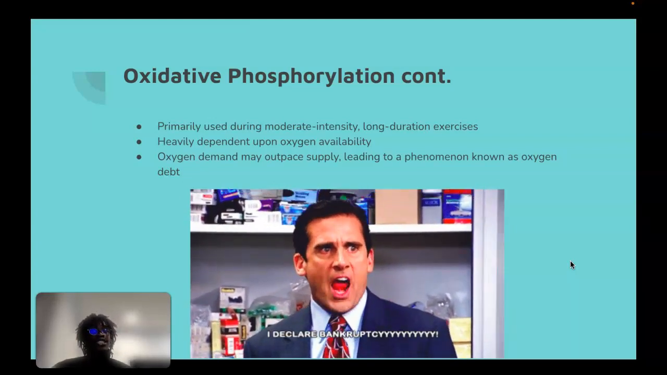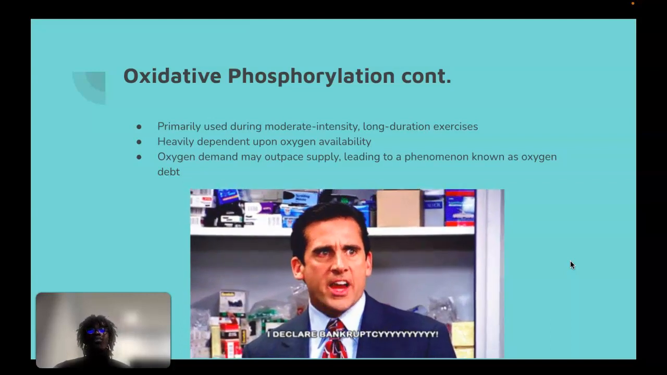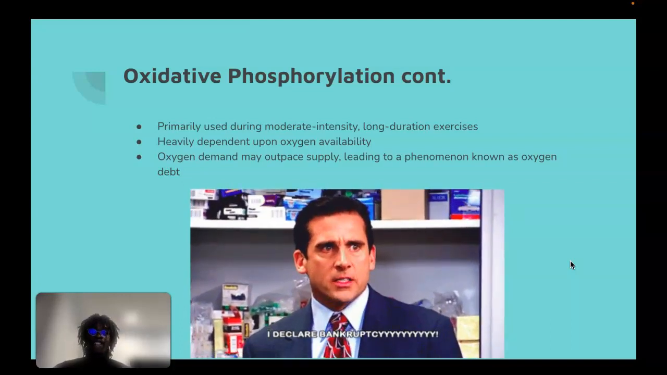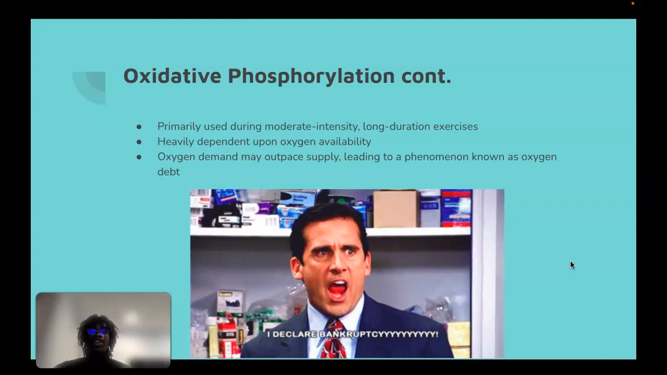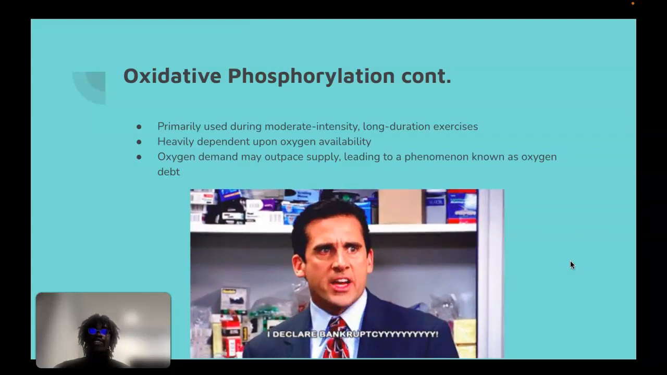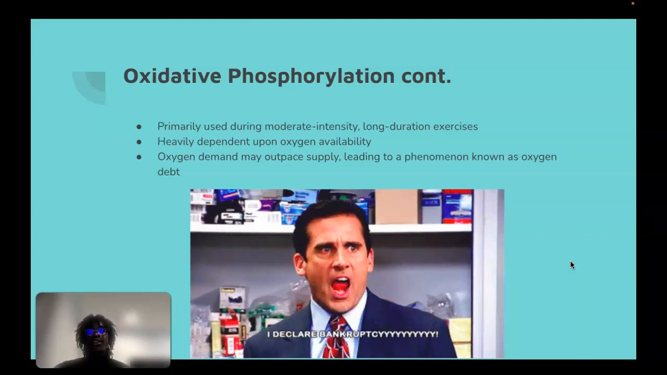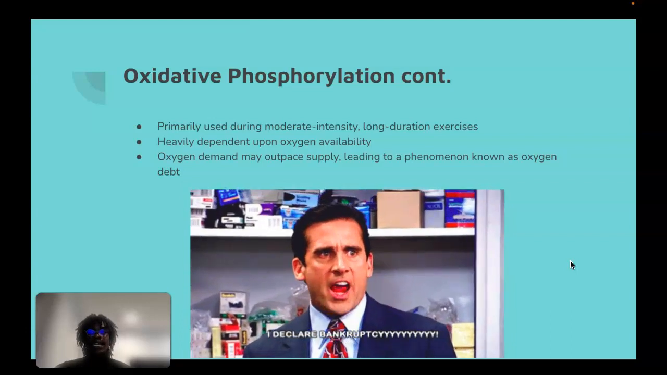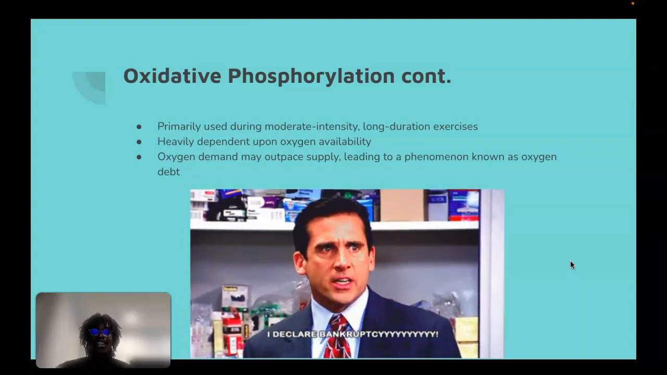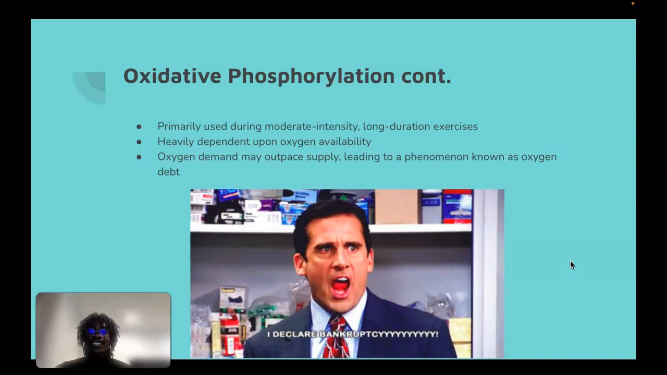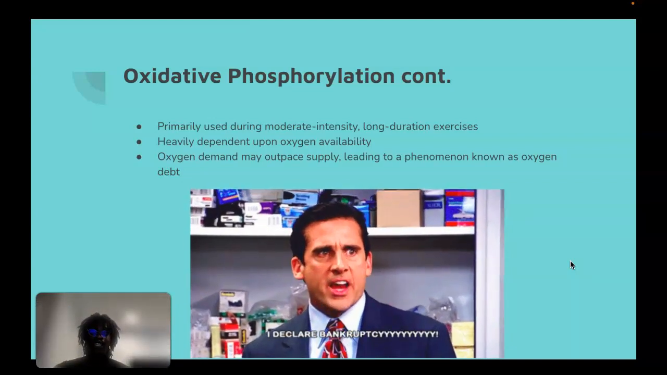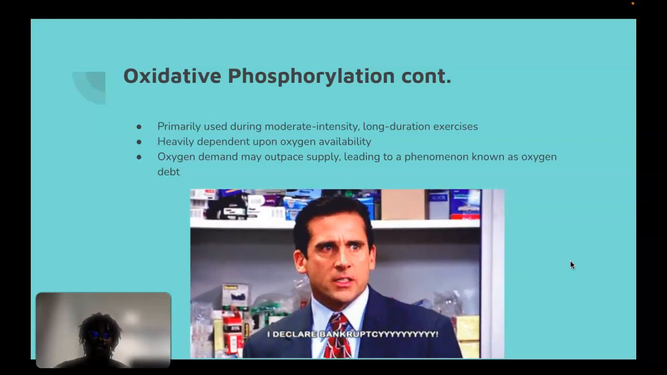Oxidative phosphorylation is not without limitations. The process heavily depends on oxygen availability. During intense exercise, oxygen demand may outpace supply, leading to a phenomenon known as oxygen debt. This can limit the efficiency of oxidative phosphorylation and ATP production.